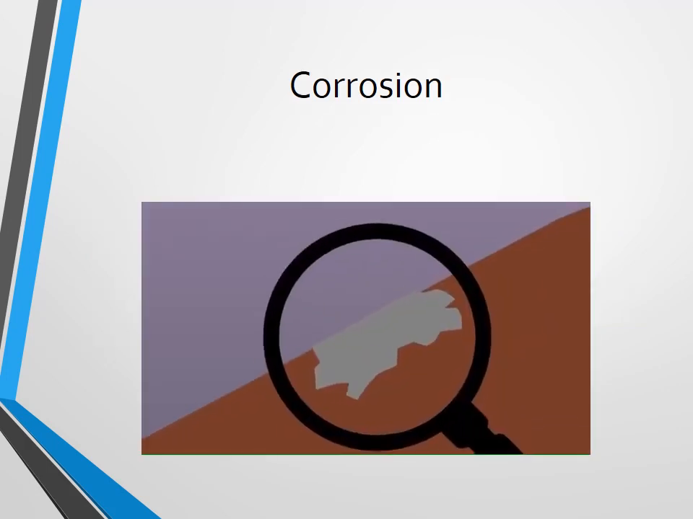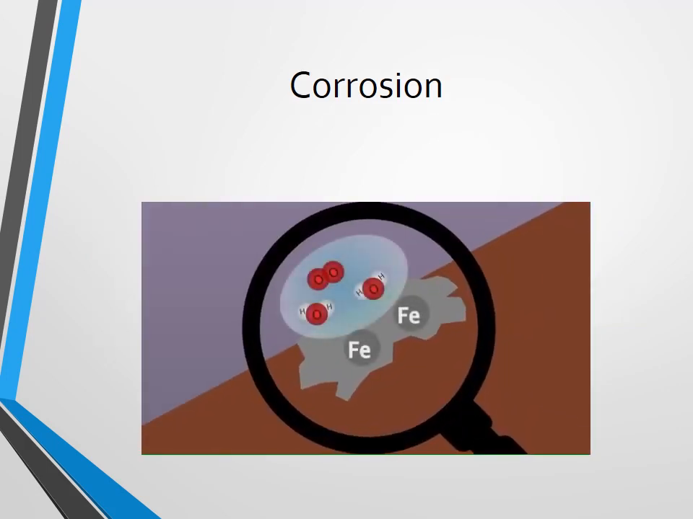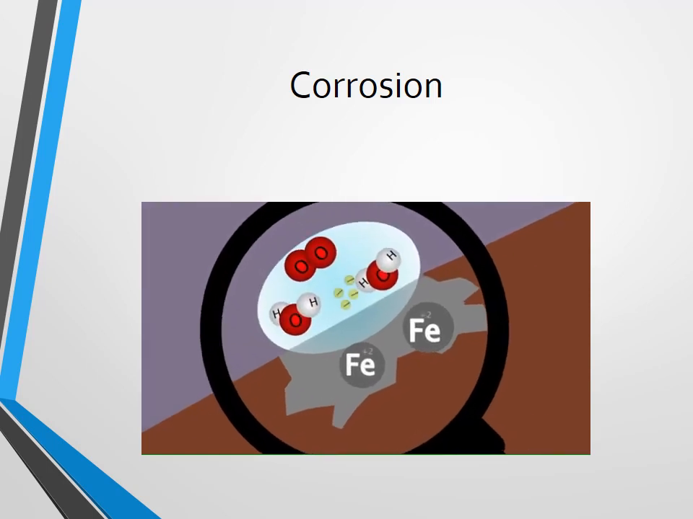Next, let's find out more. The rusting of iron is an oxidation reduction reaction. Here we can see the iron being exposed to a water droplet containing dissolved oxygen. This exposure causes each iron atom underneath the water droplet to give up 2 electrons to become iron 2 ions. This process is known as oxidation.